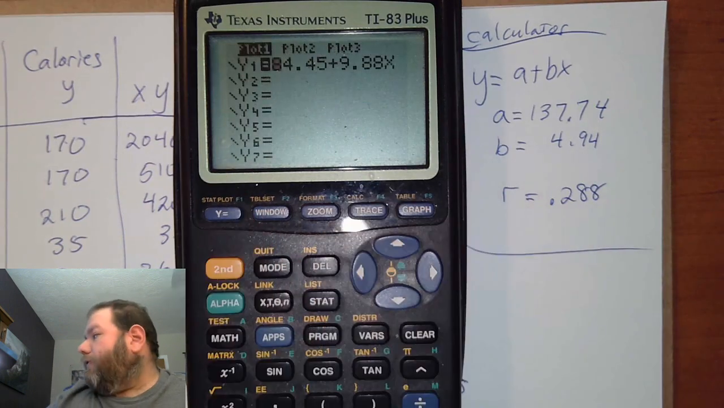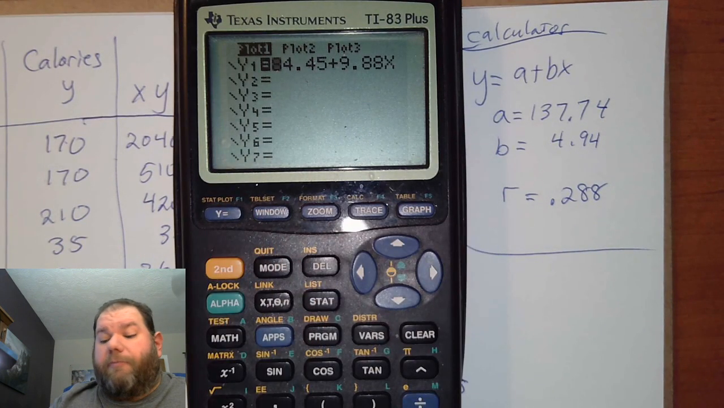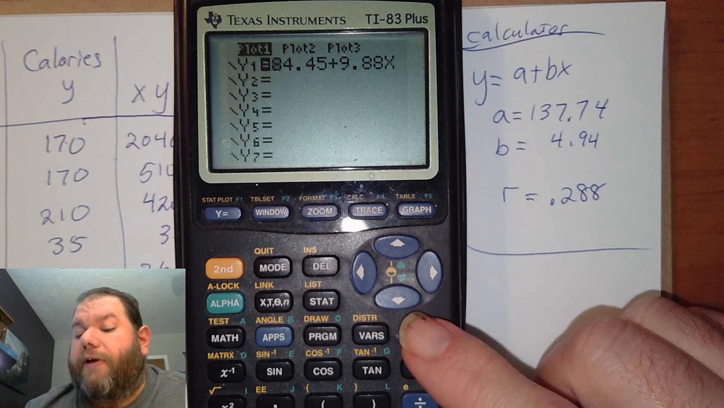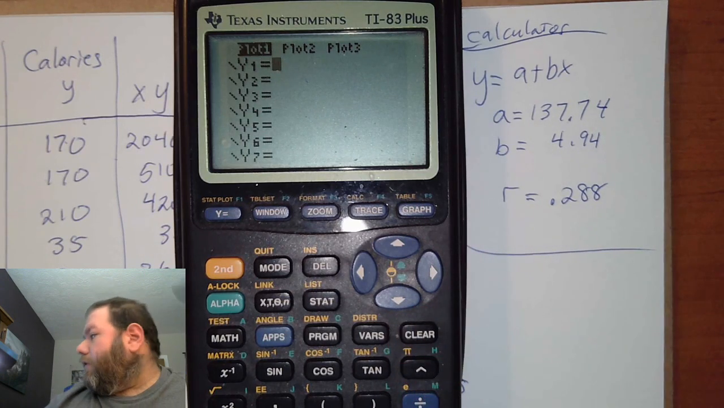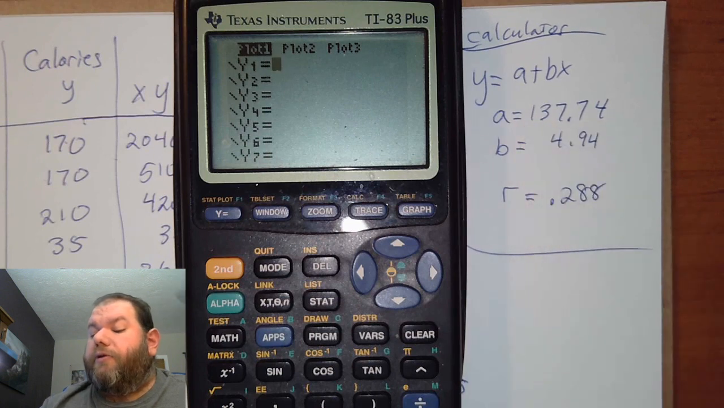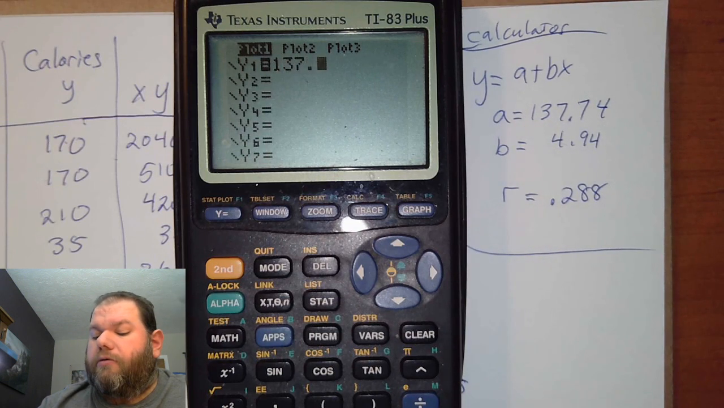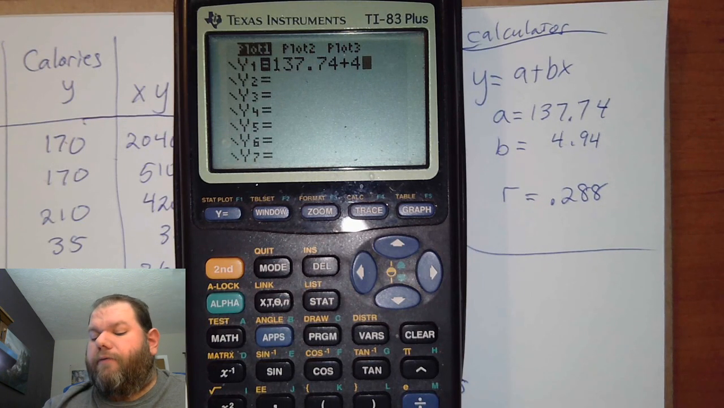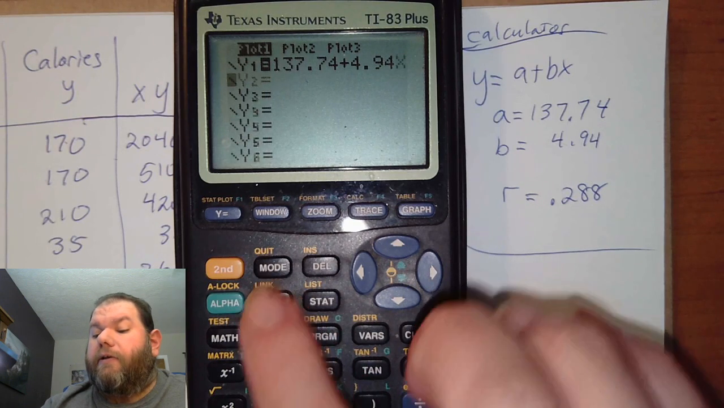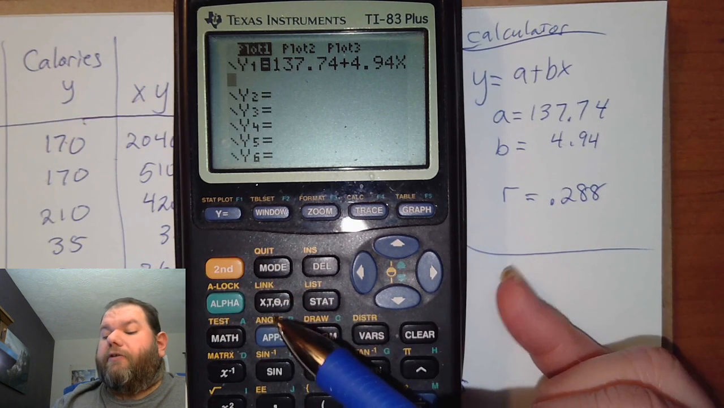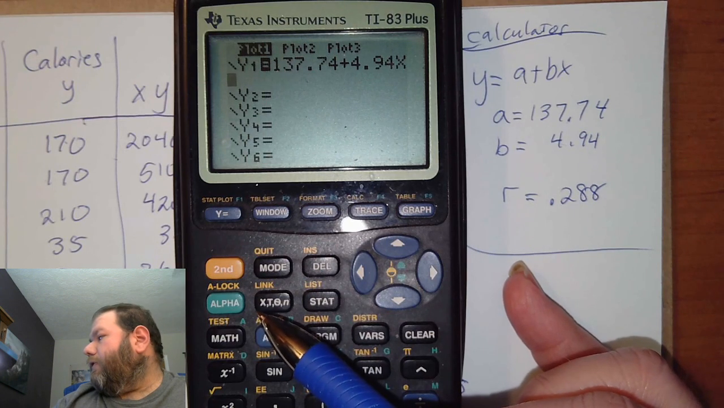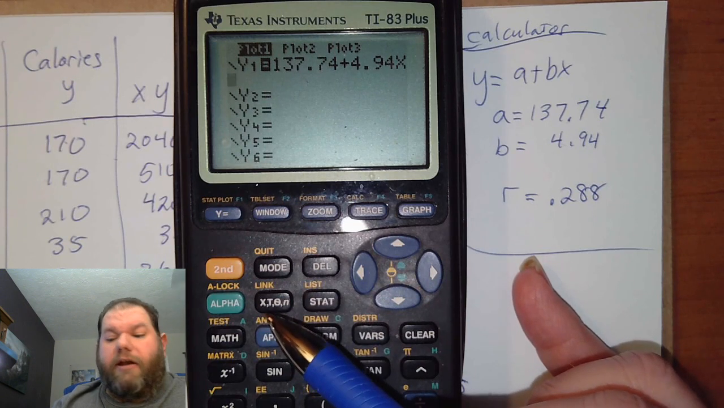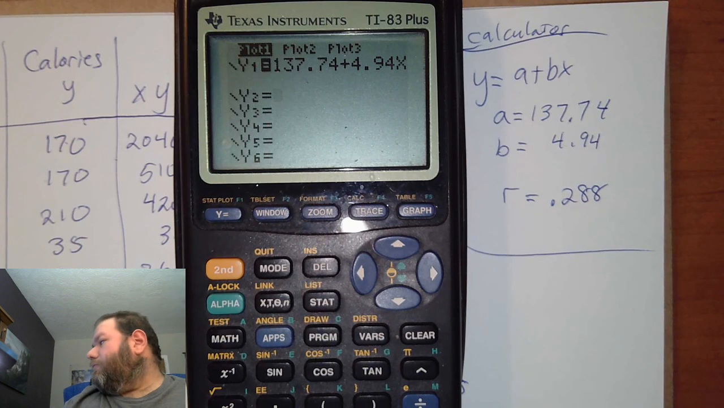Then we hit y equals, and you can see the equation from my previous class, which is the a plus b times x. I'm going to clear theirs out and enter ours in. For us, a was 137.74 plus b is 4.94 times x. And what I did for the x is this button right here. It starts with x. I imagine if I pressed it again I'd get these other characters, but I just want to press it once just to get the x. And press enter. Okay.